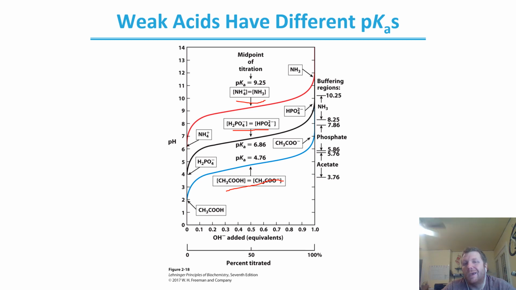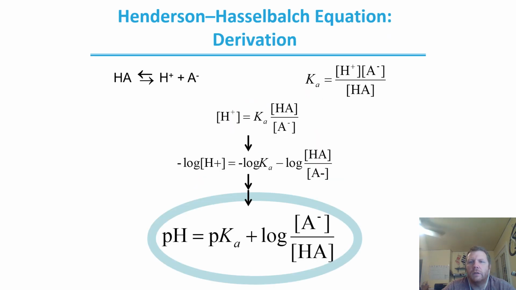Ammonium has a pKa of about 9.25, phosphoric acid has a pKa of 6.86, and acetic acid has a pKa of 4.76. So not all weak acids are created equal. Now, the way that we can look at this is by using something known as the Henderson-Hasselbalch equation.